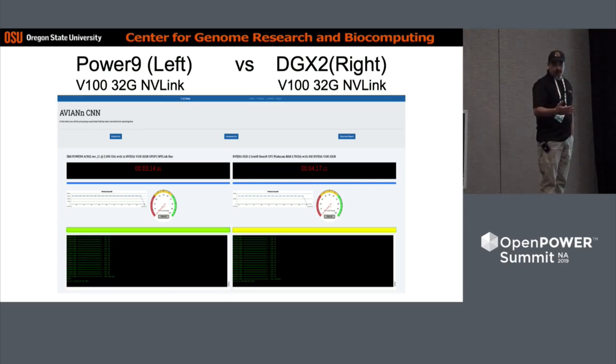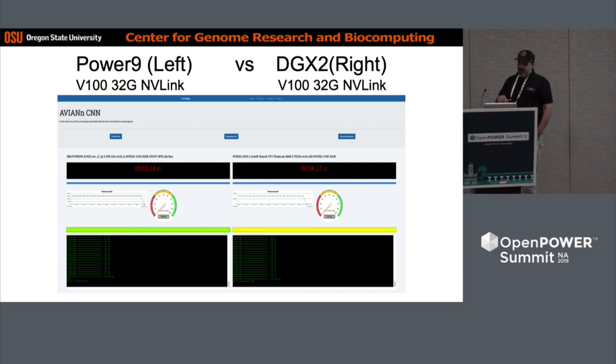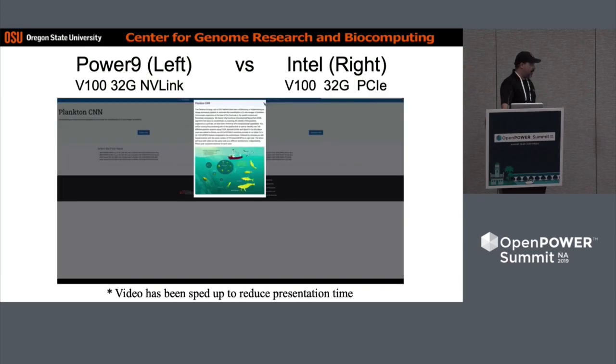So the NVLink works on the DGX2, but it's not the same. And working across that bus is just not the same in terms of moving data. It's getting closer, but it's not the same. Even when that DGX2 had 8 NVMEs in a RAID 0 and we had 2 NVMEs in a RAID 0, they were still not there.